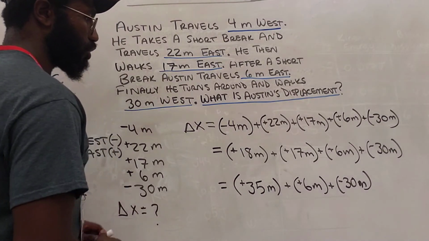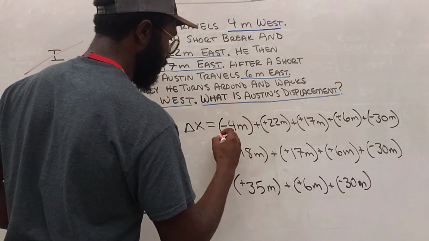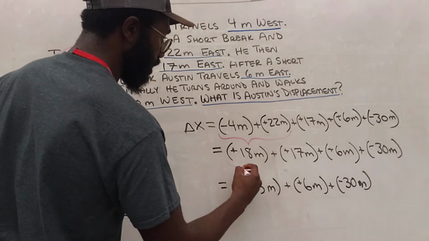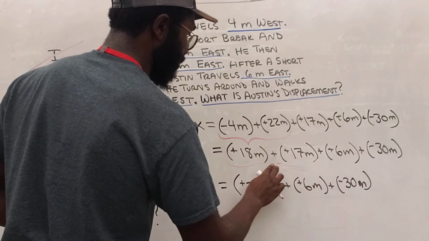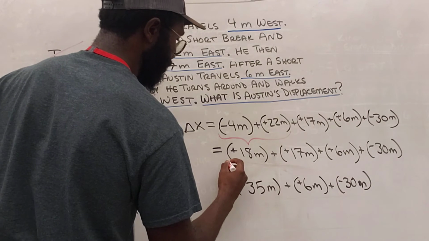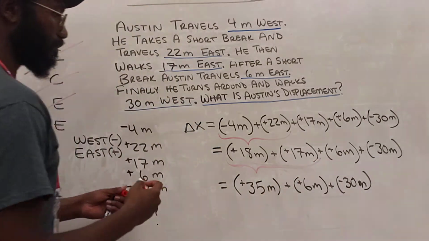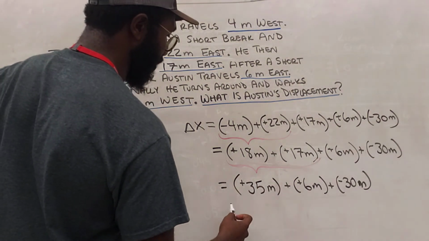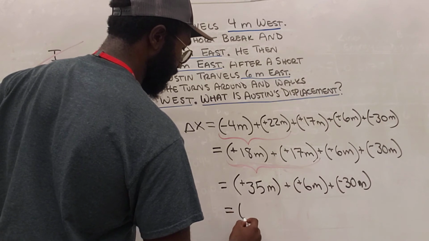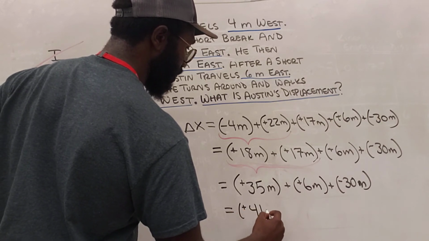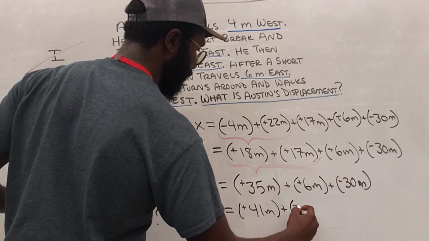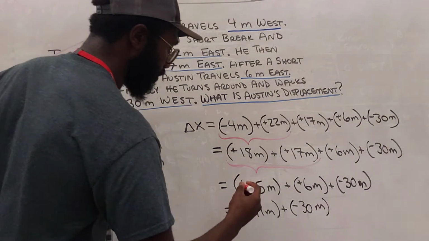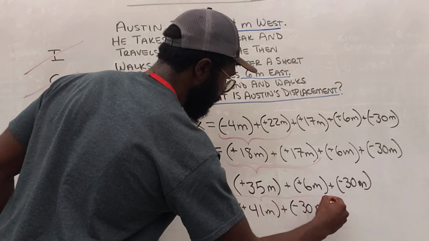So let me also just show you all what I'm doing, what I'm combining. Okay, so I added those together to get 18. Then I added these together to get 35. Now let's go ahead and combine positive 35 meters and positive 6 meters. All right, that's going to equal positive 41 meters. Okay. Carry down that -30 meters. All right, so let's go ahead and show that we combine the 35 and the 6.